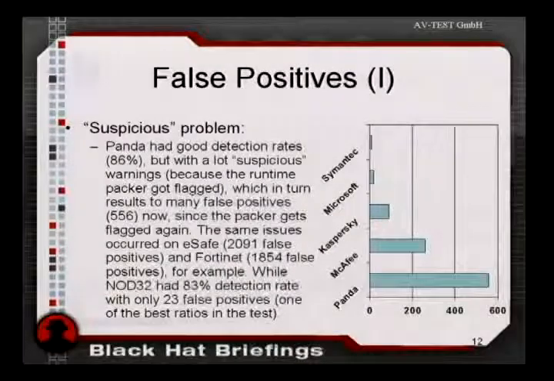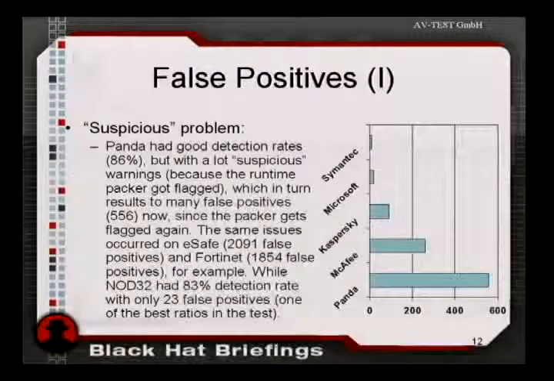Detecting is one problem, but not detecting clean files is another problem. Let's take the suspicious problem as an example. The approach of some antivirus programs can create several problems because instead of unpacking the files and looking into the code, they just flag packed files as suspicious. This leads to good detection rates, okay, but in turn also to many false positives. A product that worked that way came from Panda. With 86%, Panda has a very good detection rate, but also many false positives.